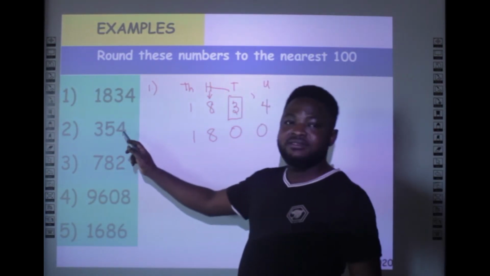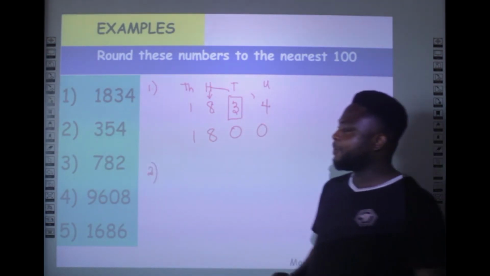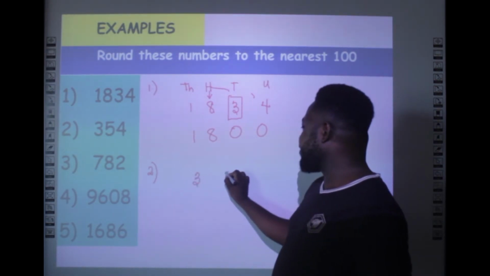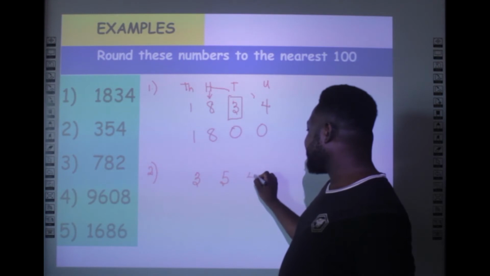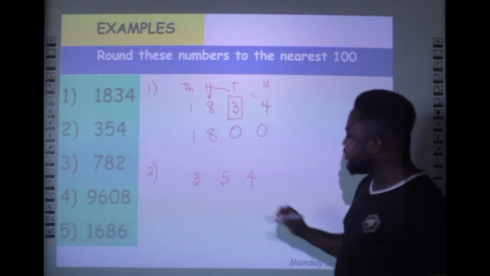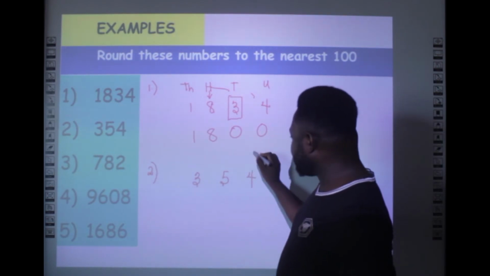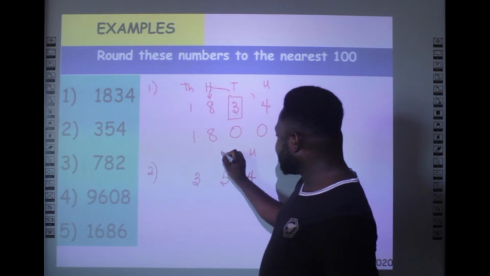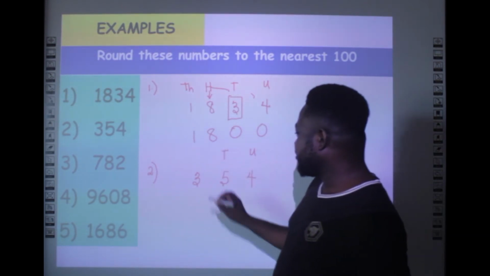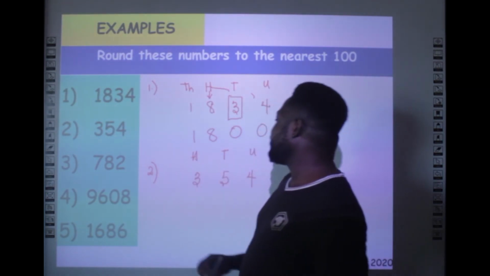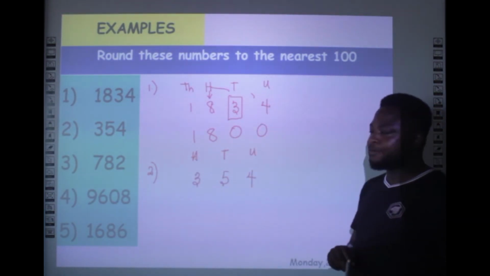We have 354, right? So if you write out 3, 5, 4, now write out their place value. Under this is going to be units, then this is going to be 10, this is going to be what? 100. Can you see that?